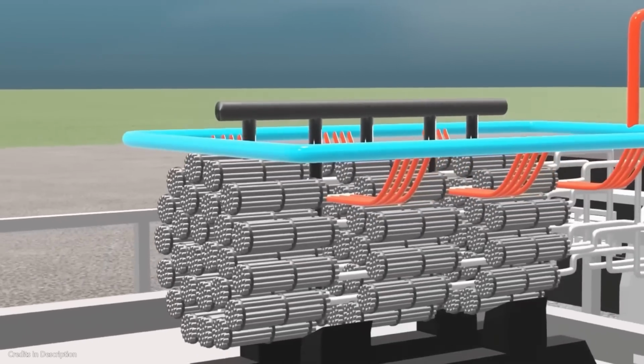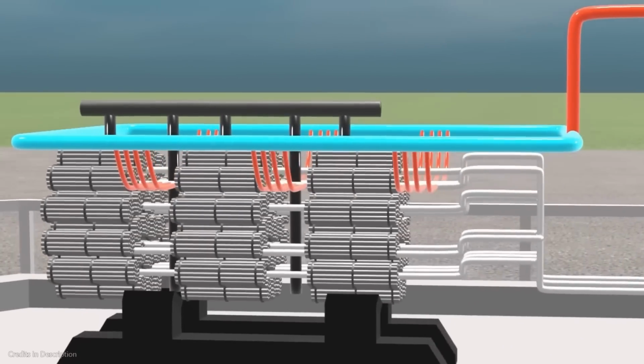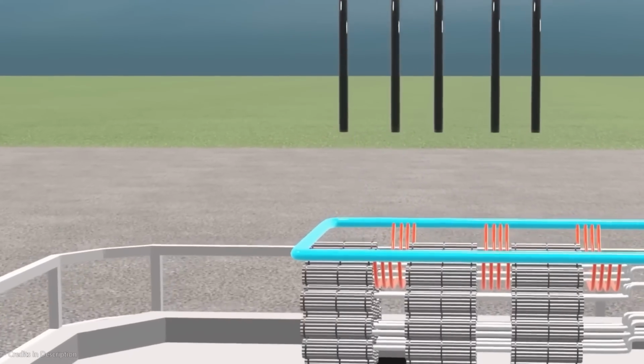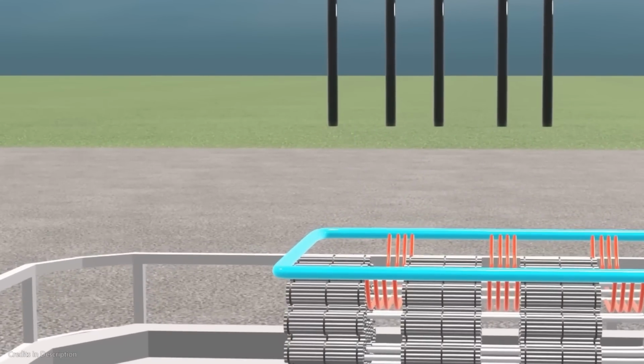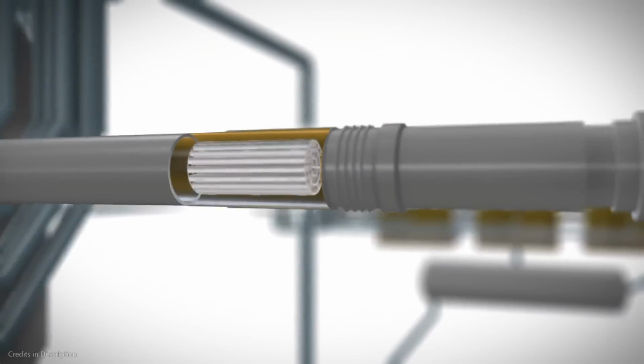There are also control rods that are used to speed up or slow down the reactor. Control rods are made of materials that absorb neutrons, like boron or cadmium. By raising and lowering the control rods, operators can control the rate of the nuclear reaction.